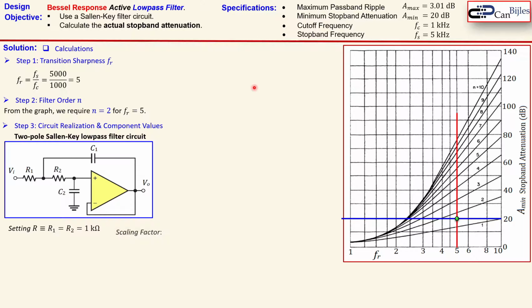Then the next step is the scaling factor calculation. That is defined by the capital letter C equal to 1 over R times omega C. And this R is what we have selected here. And omega C is 2 pi times FC, and FC is our cutoff frequency. So that means 1 over 1000 ohm times 2 pi times 1000 hertz. That will result in 1.5915 times 10 to the power minus 7. And this is an important value we need to use in order to calculate the capacitors C1 and C2.